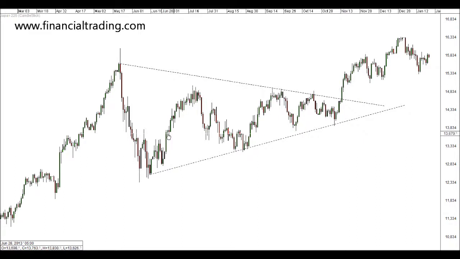For example, with this triangular ABC correction, we know from previous videos that we can trade the breakouts of these support and resistance areas. The resistance is clearly broken by this candle here, signaling that we could go for another push on the upside, and currently we are.